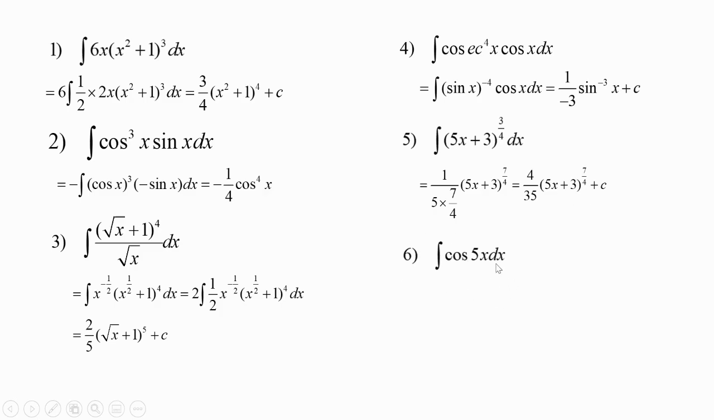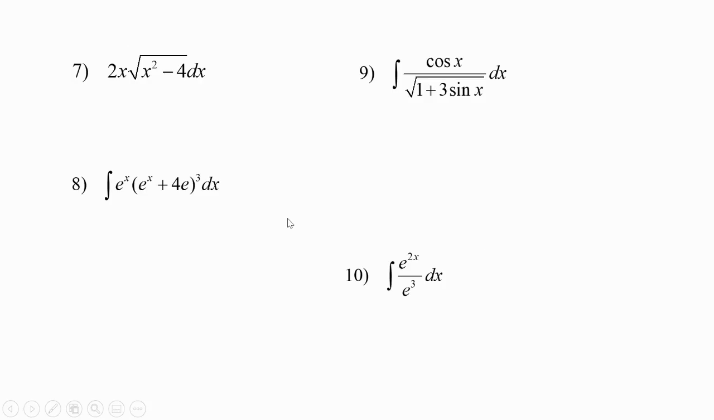This one over here is just simply another one that I can go by inspection. So I'm going to go 1 over 5, and the integral of cos is sine. So it's 1 over 5 sine 5x plus c. Look out for the linear ones. They're very, very easy.